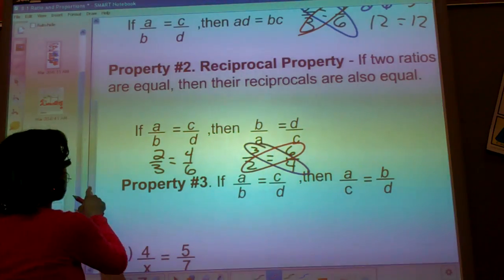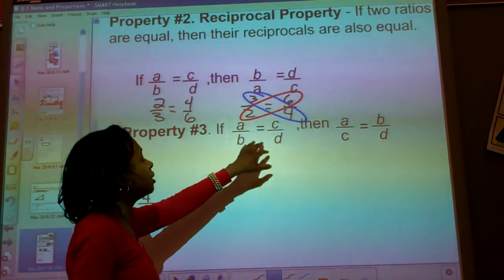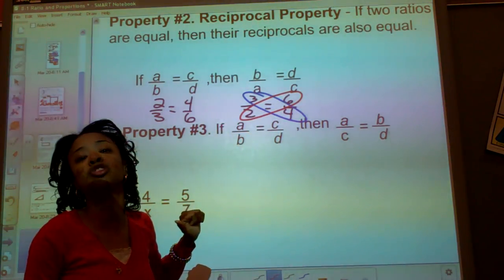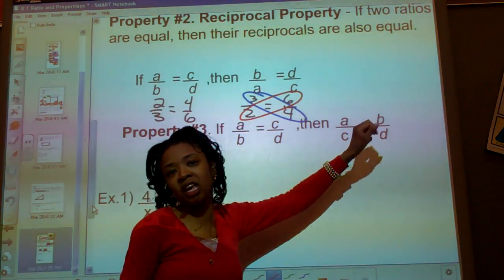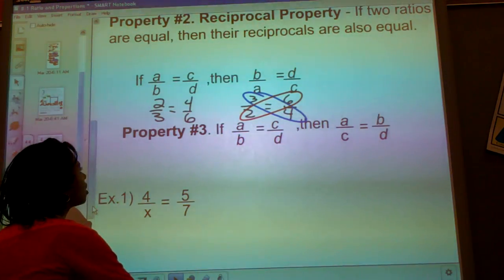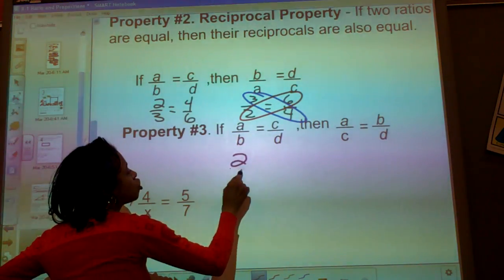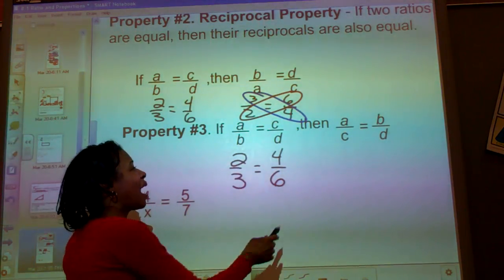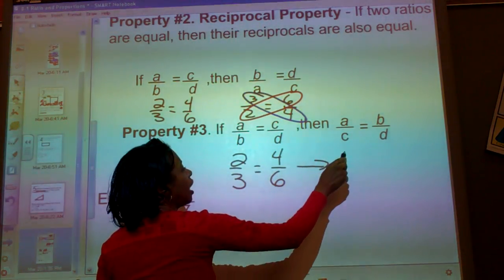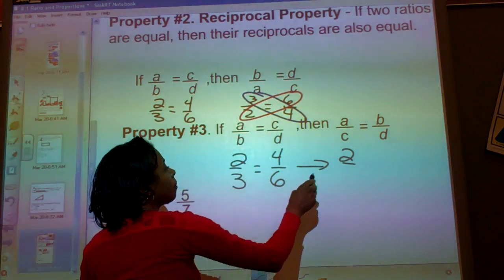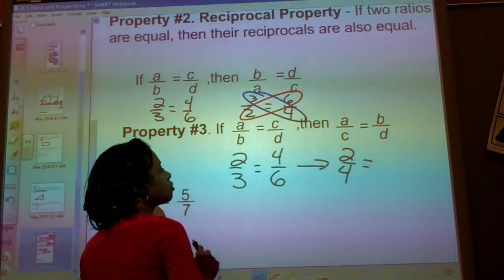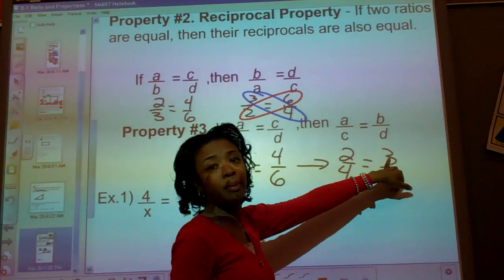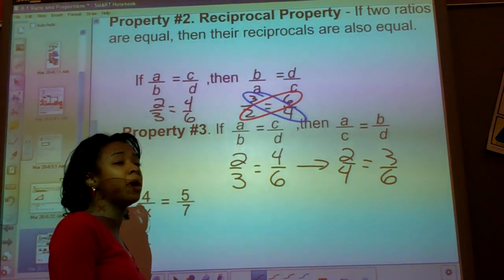And then finally, it's property number 3. Property 3 just says if A over B is equal to C over D, then if they are truly ratios, I can say A over C is going to be equal to B over D. What does that look like? I have A over B, which is 2 over 3 equals 4 over 6. Then that means now I'm going to say that A is 2 over my C, which is 4, equals 3 over 6. And if I check it, you can just do the cross product. Then 4 and 3 make 12. 2 and 6 make 12 as well.